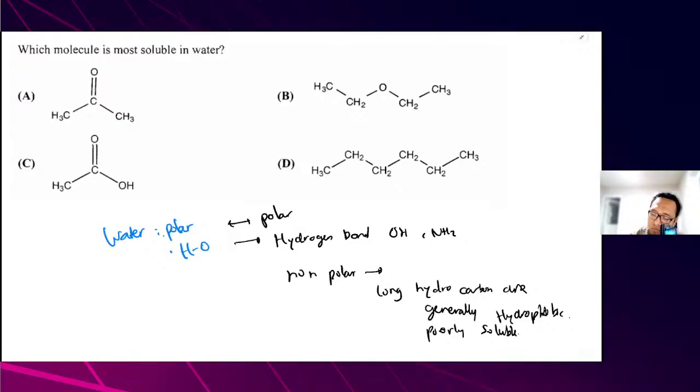So let's take a look at options D and B. Those have a very long chain, a long chain hydrocarbon, so we can eliminate this one. How about option B? This is an ether. It has oxygen, which can accept a hydrogen bond, but it lacks an OH group, so no donating. It's somewhat soluble, but still mostly non-polar.